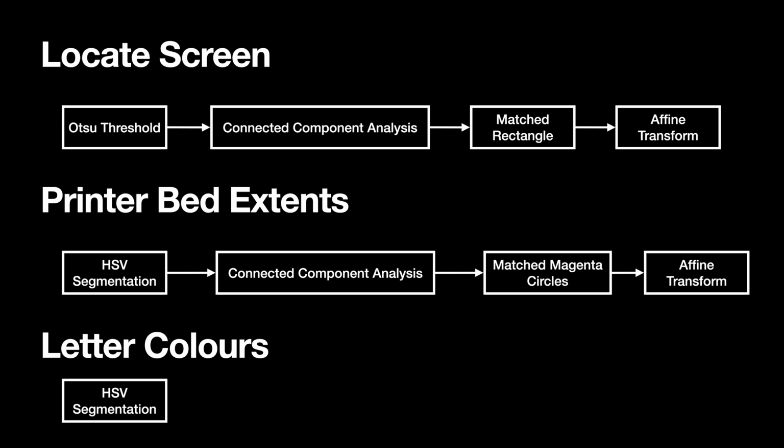For the printer bed calibration, I cheated and stuck some coloured dots on the printer bed. After all, this is a controlled environment, so we can add helpful things. We can use HSV segments to find the dots, and then we can use connected component analysis to find circles, and with the circles located, we can create a transform from the camera coordinates to the printer bed coordinates, as we know where our coloured dots are. For the letter colours, we can just use the extracted screen image and apply HSV segmentation.